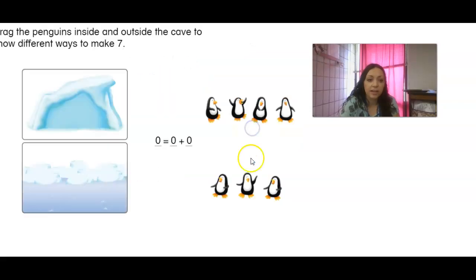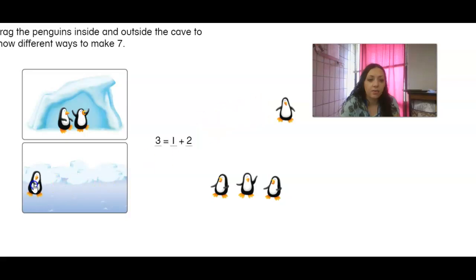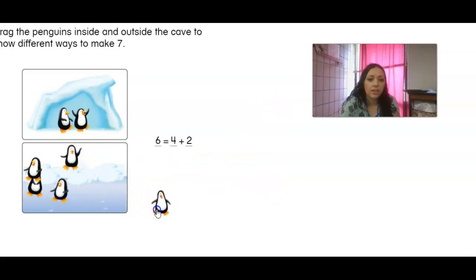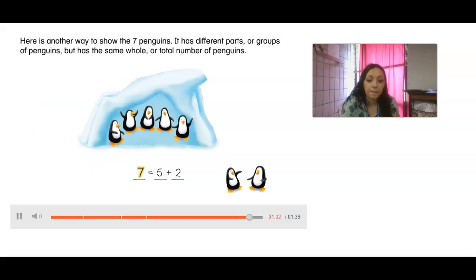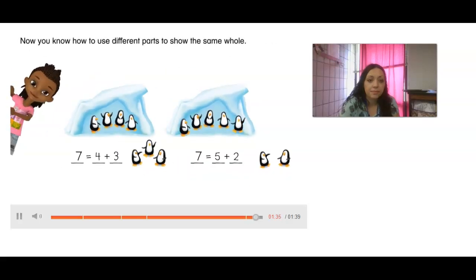Okay, so we're going to try that real quick. All right, so we're going to drag some penguins inside and outside of the cave. So maybe I want 2 penguins to be inside the cave, and then I want the rest of the penguins to be outside. So we just keep dragging them till we put all 7 in there. And so this way it says I have a group of 5 and a group of 2, and that equals 7. I could move one of my penguins from the cave over here, and now I have a group of 6 and a group of 1, which equals 7. So my parts changed, but my whole number didn't change. I'm just changing the way that I got there. Now you know how to use different parts to show the same whole.